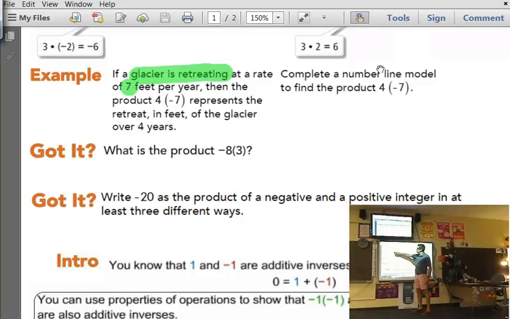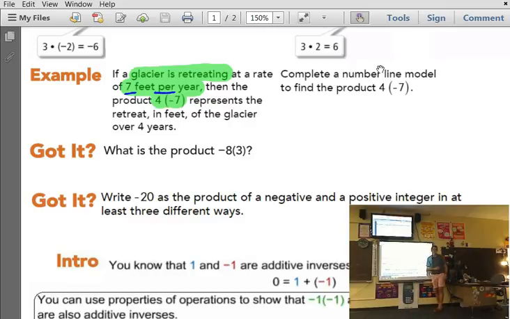What's it mean to retreat? Go back or shrink, right? So if a troop is losing a war, they might retreat or run away or go back. So this glacier is going back or melting. It's either moving or melting, and we don't know exactly which, but it's doing so at a rate of 7 feet per year. Now, what does per actually mean?